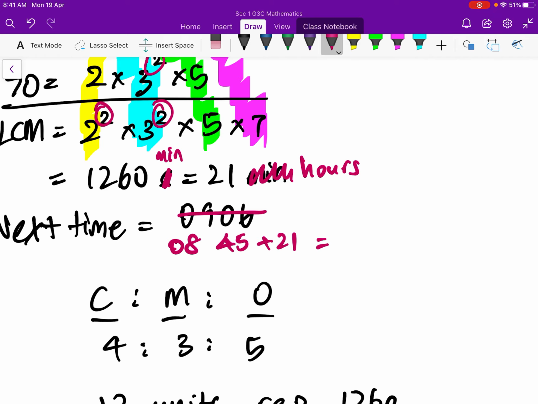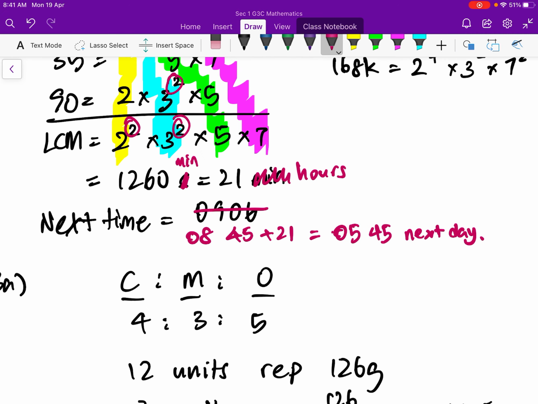29, but we cannot have 29, right? So we need to take away 24, so it becomes 0545, next day. Right? Okay, thanks for pointing out my error. So please write down next day over here.